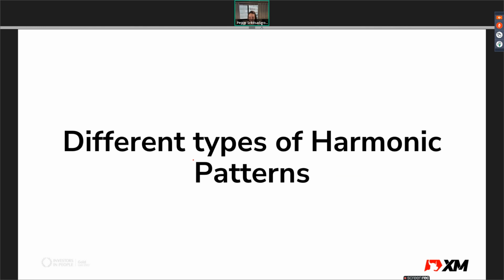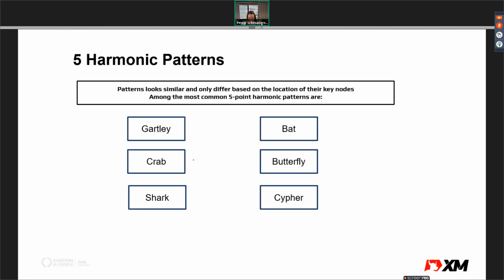So, the different types of harmonic pattern. Today I'm not going to cover all of them because there are so many patterns. Maybe I will split it into two sections, so this could be part one and the next session could be part two, so you guys don't get too confused. So there will be Gartley, Crab, Shark, Bat, Butterfly, and Cipher. That's six harmonic patterns.